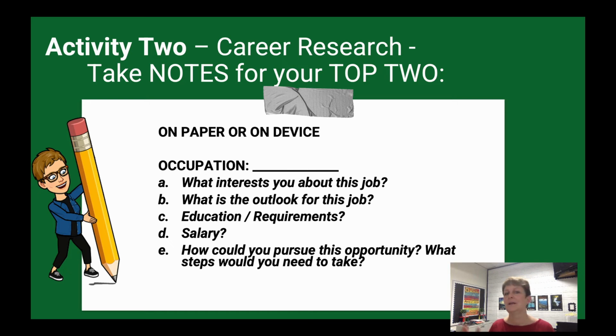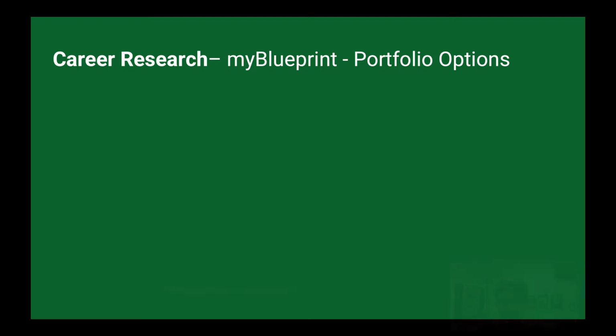So would you go to school? What kind of school? Do you go straight into the job? What kind of experiences could you be building now to work toward that career? You'll repeat this for your second occupation, and then you will post these into your myBlueprint.